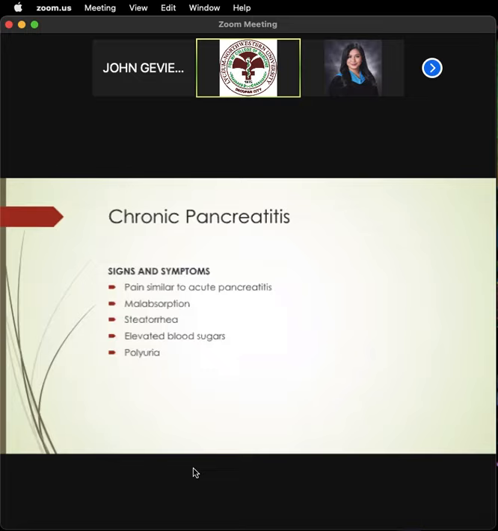Signs and symptoms of chronic pancreatitis. The most disturbing sign, the symptom of chronic pancreatitis, is pain. Then you will have malabsorption, steatorrhea, elevated blood sugars, and colic. So that's the most striking symptom. It's pain. That is always present in chronic pancreatitis.